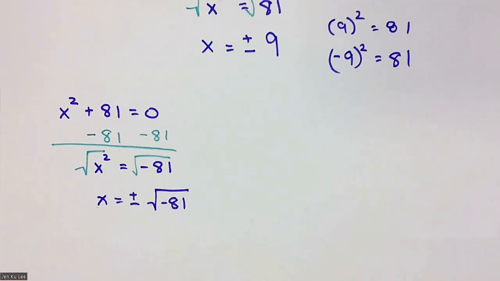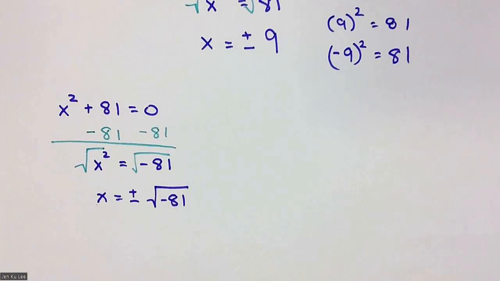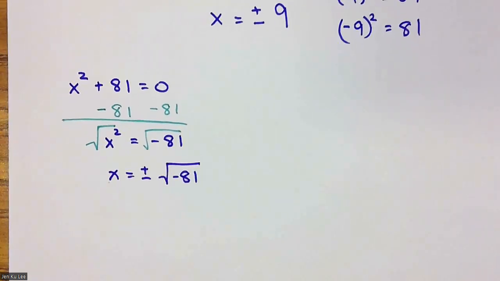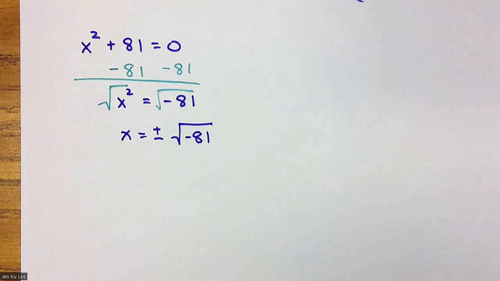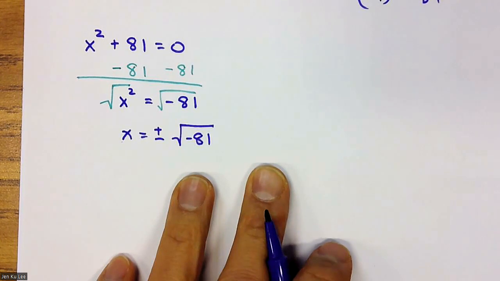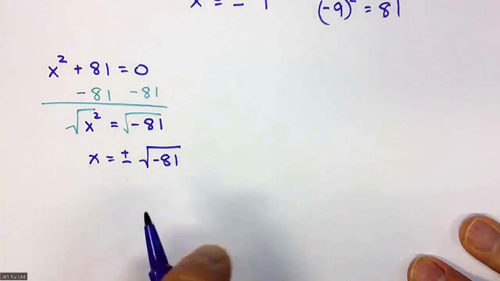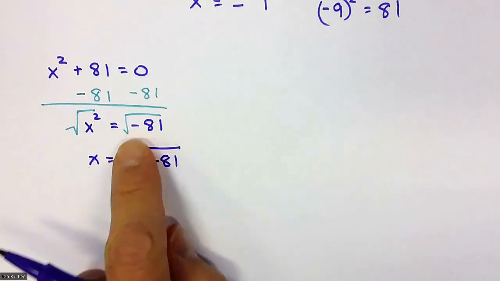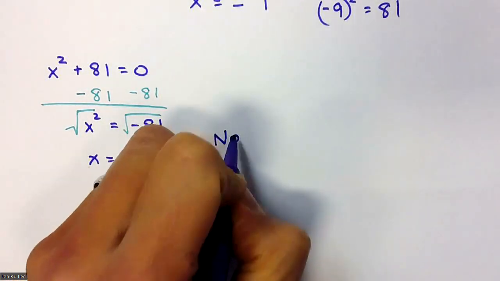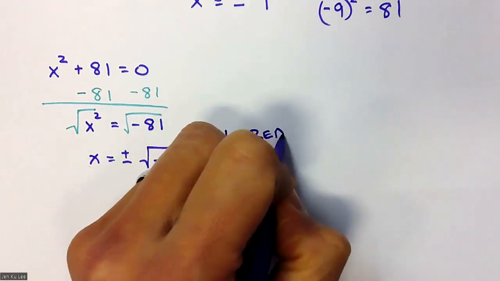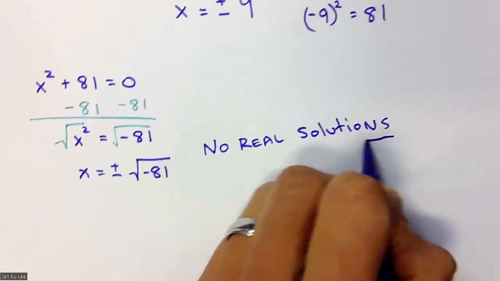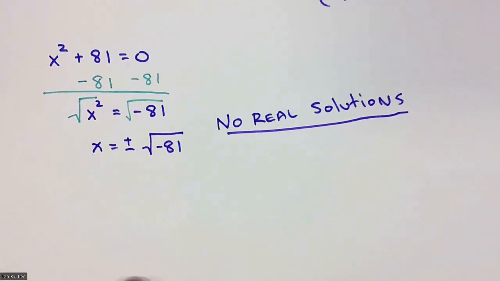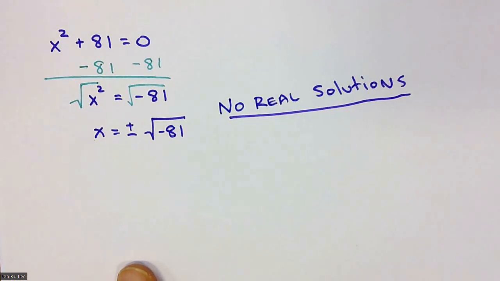Why am I stopping? Yeah. Because in this case, in our previous lesson, whenever you square root a negative number, we said that there are no real solutions. Okay? This would be our answer, right? No real solution. Okay?